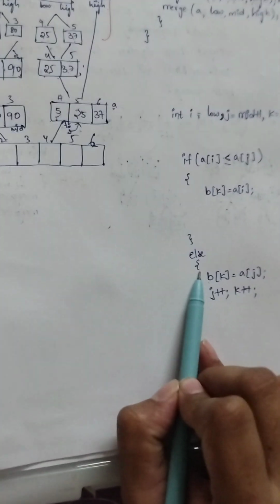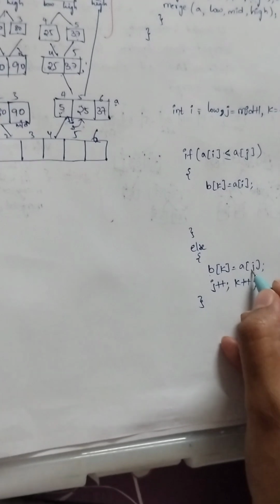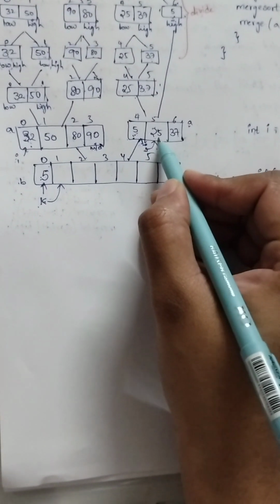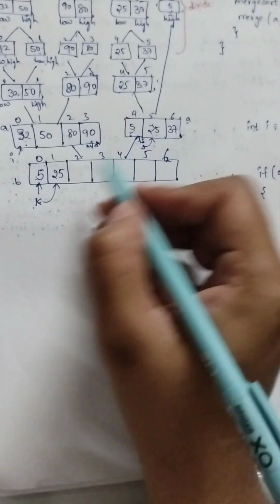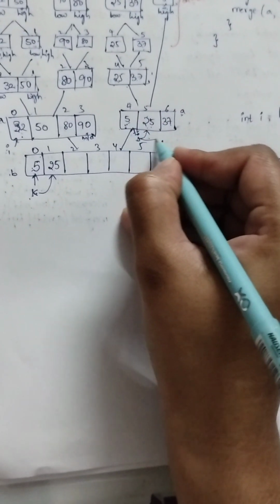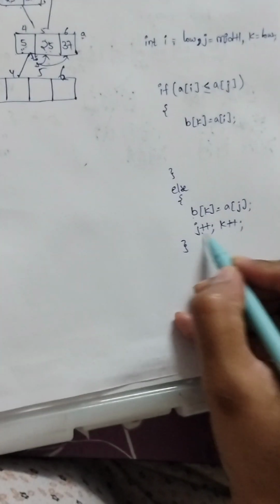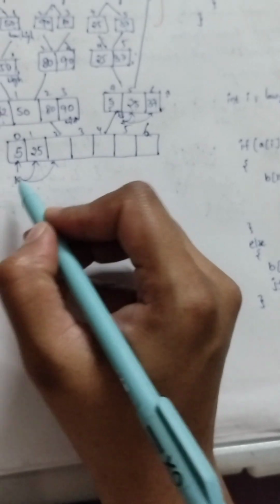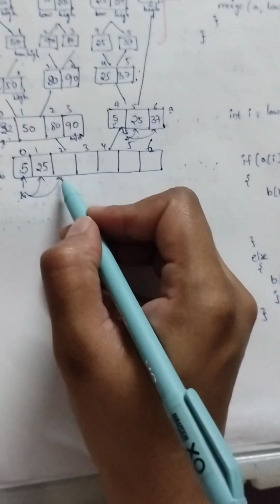So moving to the else part, what we are going to do here is copy the a of j value into b of k. What is the a of j value? 25. So that 25 is going to be copied into b of k. Okay, after 25 is copied, next what to do, again j plus plus and again k plus plus. Here j plus plus and k plus plus means now j is pointing to 6 index, k is pointing to 2 index, right?